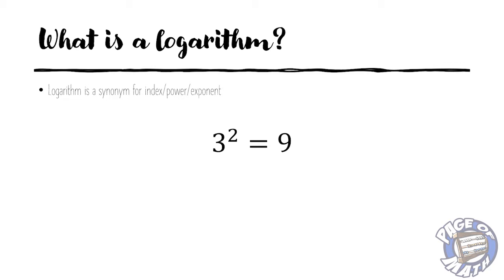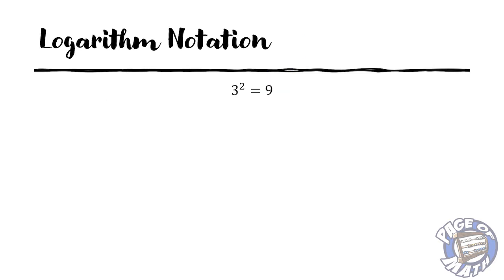2 here will be the logarithm because 2 represents the index, the power, or the exponent. So therefore 2 here is our logarithm. Now we're going to write 3 squared equals 9 in logarithmic notation. So how do we do that? Remember that we identified 2 to be the index or the logarithm. The logarithm of what is equal to 2?